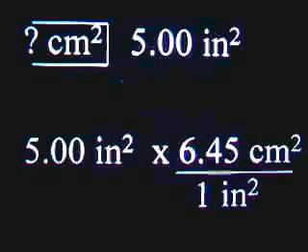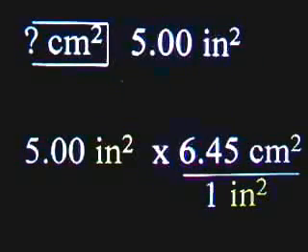So if we multiply the 5 inches squared by the area equality, making sure that we put inches on the bottom part of that fraction because we're wanting that unit to cancel, the inches squared. Notice I'm going to highlight that in yellow so that you can see how that's going to cancel, leaving us with the desired unit in this case of area in centimeters squared.